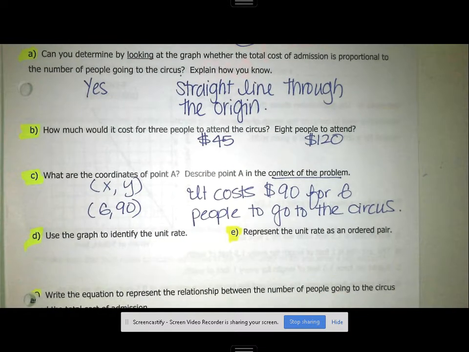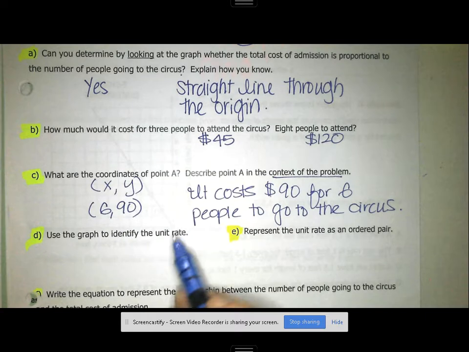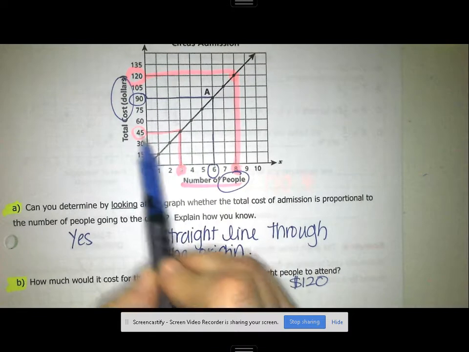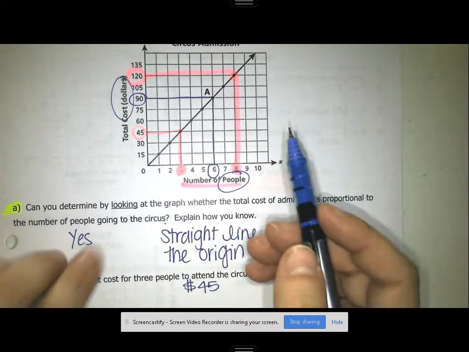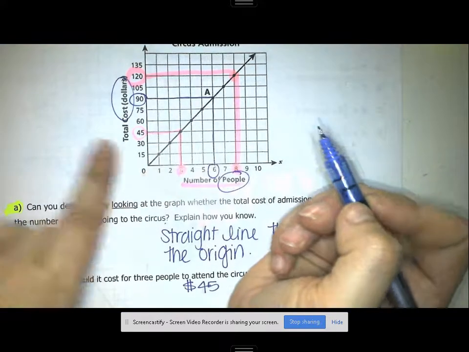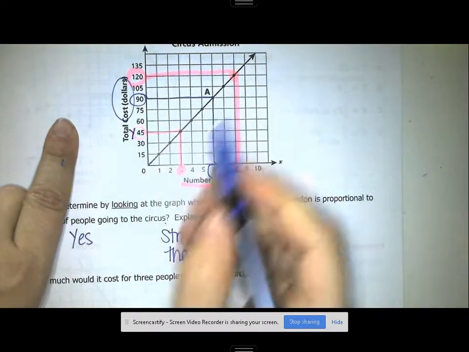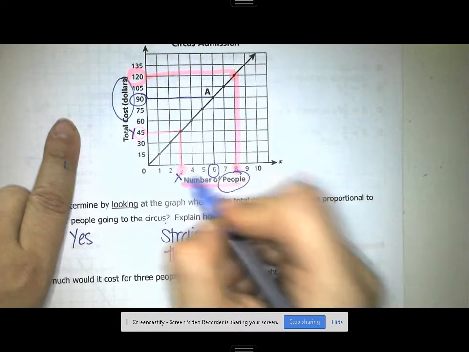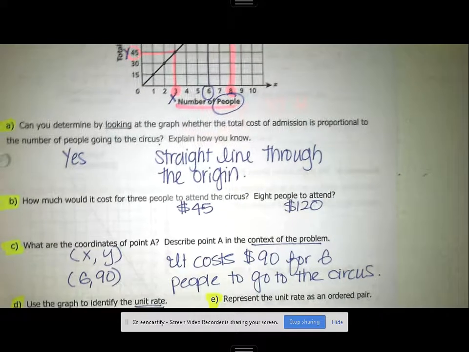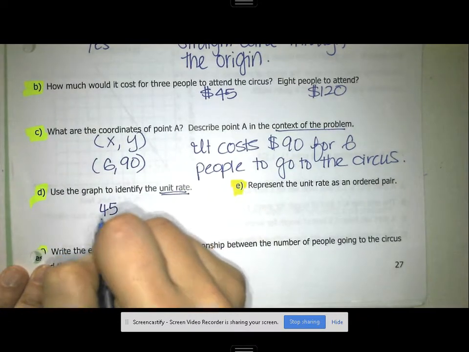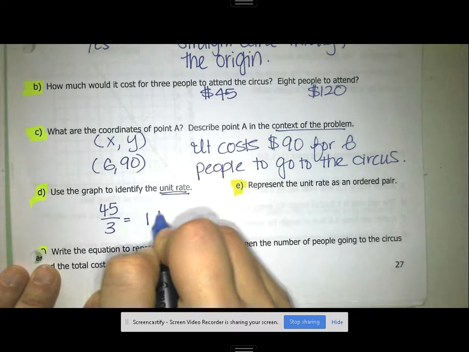Okay, identify the unit rate. Now, to identify the unit rate, we're going to do what we just did on that other page. I'm going to pick a point. Any point is fine because this is a proportional relationship. Let's say I pick this point. If my Y is 45, my X is 3. So to find the unit rate, I'm going to do y over x, 45 divided by 3, and the unit rate is 15.